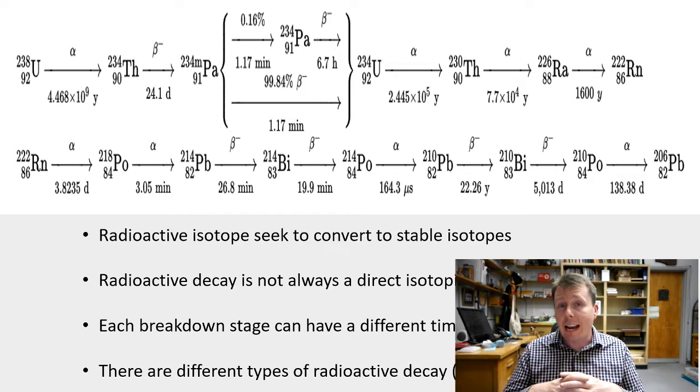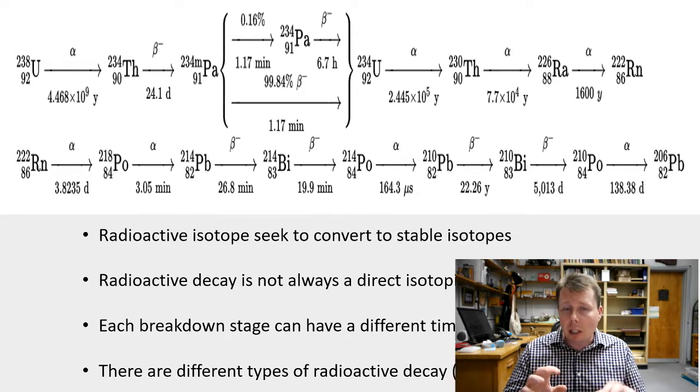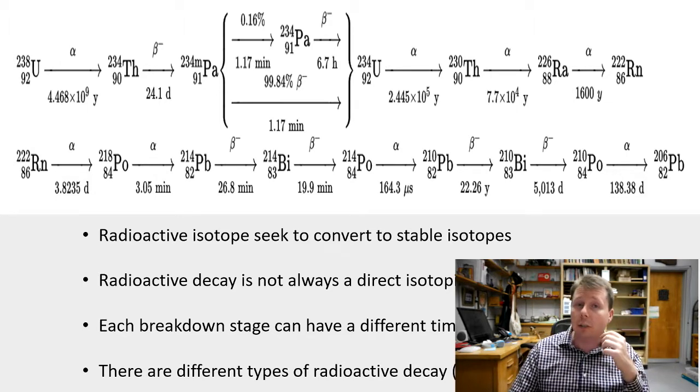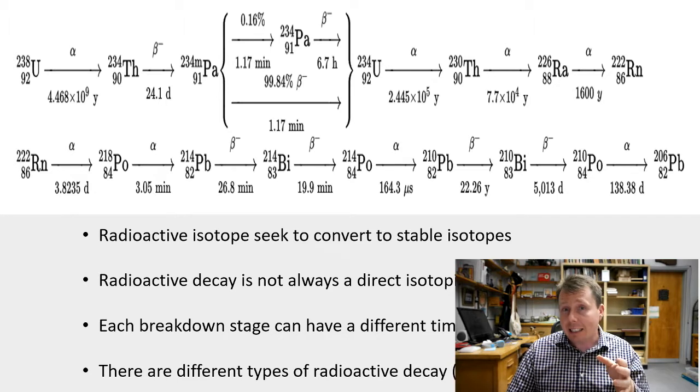First, above all the arrows, in this particular case, there's alpha and beta symbols. And the alpha and beta just represent what kind of decay is going to occur. And below the line, we have number values. Those number values have symbols next to them. The symbols represent units of time. If you look at this, you will see that the units of time are all different.